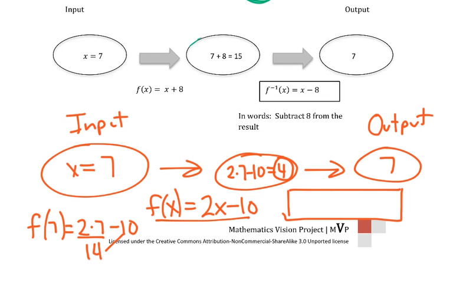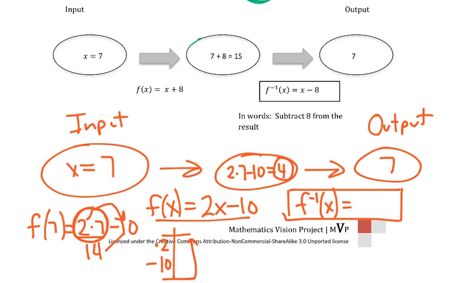What do I have to do? Now you might say, well, you just add 3. True, we could do that, but I want the inverse. How could I apply the same process? What would my inverse look like to go from 4 back to 7? When we're talking about inverses, think backwards, in the opposite direction. When I had 7, I timesed by 2, then I subtracted 10.